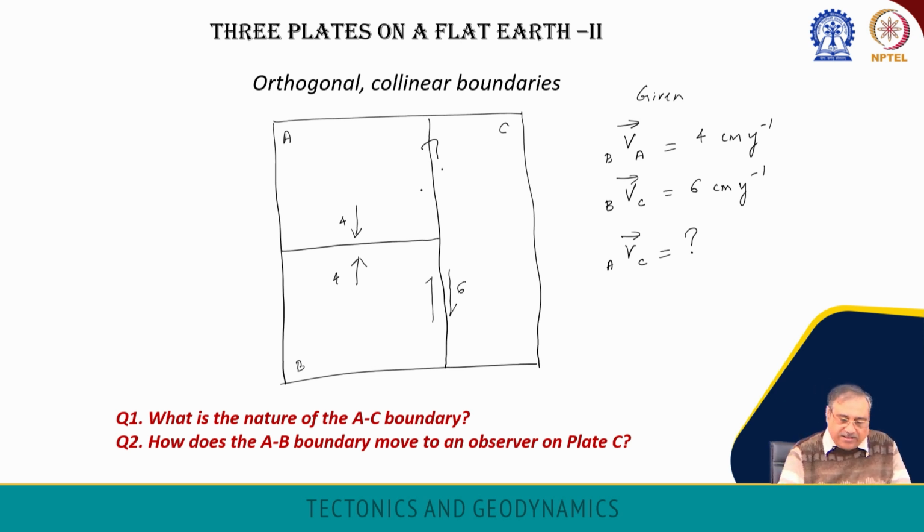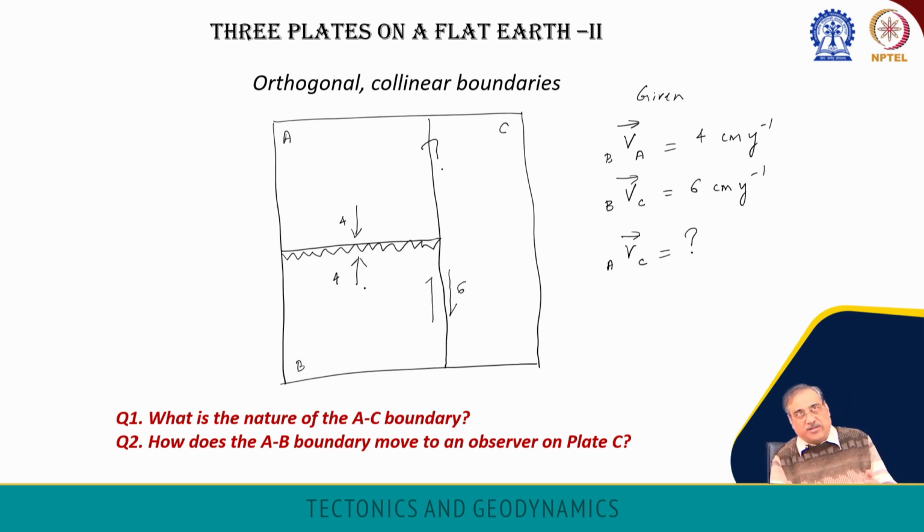So, in this case, we talk about the relative velocity between these two, and then we assume that there is a boundary which is a subduction zone. Obviously, it has to be a convergent boundary, and in this case the way we put it is that plate A is subducting below plate B at the rate of 4 centimeters per year.